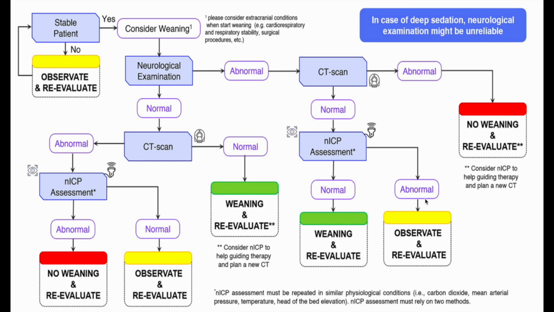If it is abnormal, then you have to cautiously observe. If both are coming normal, then you wean. In CT, normal neurological assessment and a normal CT, you obviously wean. If it is abnormal, again you have two choices: look for nICP, and finally you decide to wean and observe.